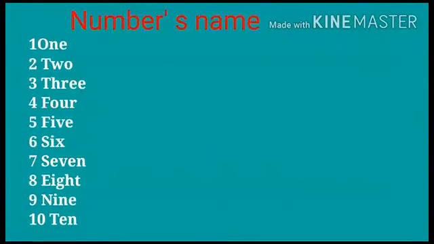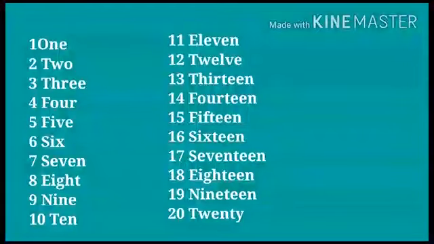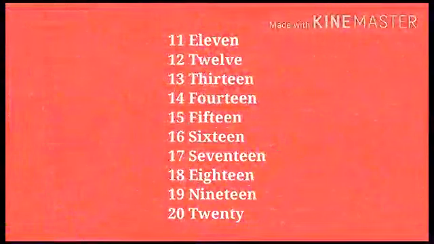Number names: ONE 1, TWO 2, THREE 3, FOUR 4, FIVE 5, SIX 6, SEVEN 7, EIGHT 8, NINE 9, TEN 10, ELEVEN 11, TWELVE 12, THIRTEEN 13, FOURTEEN 14, FIFTEEN 15, SIXTEEN 16, SEVENTEEN 17, EIGHTEEN 18, NINETEEN 19, TWENTY 20.